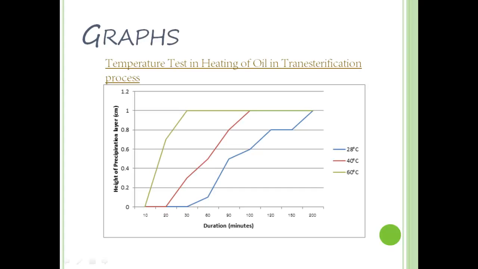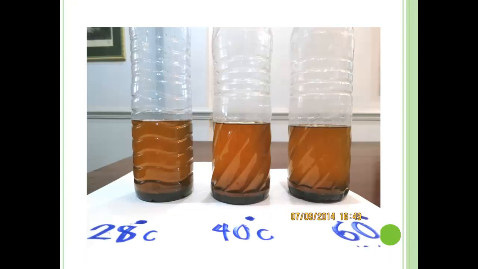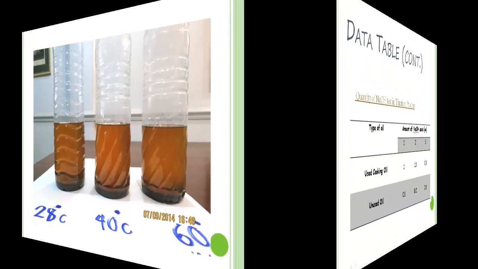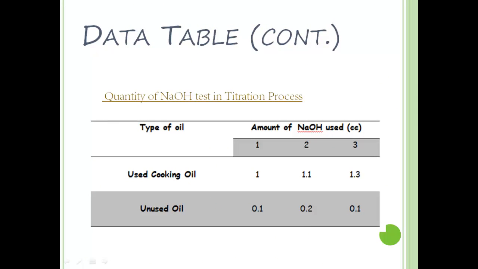So, it is concluded that heating the oil with methyl ester at 60 Celsius is the best way in the esterification process. And here is the result of the second experiment. Quantity of sodium hydroxide test in the titration process.